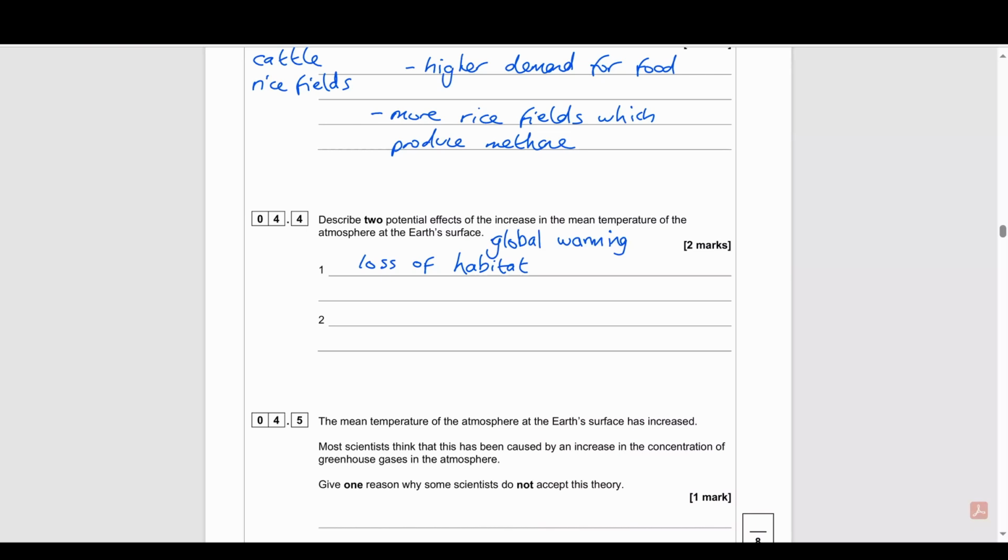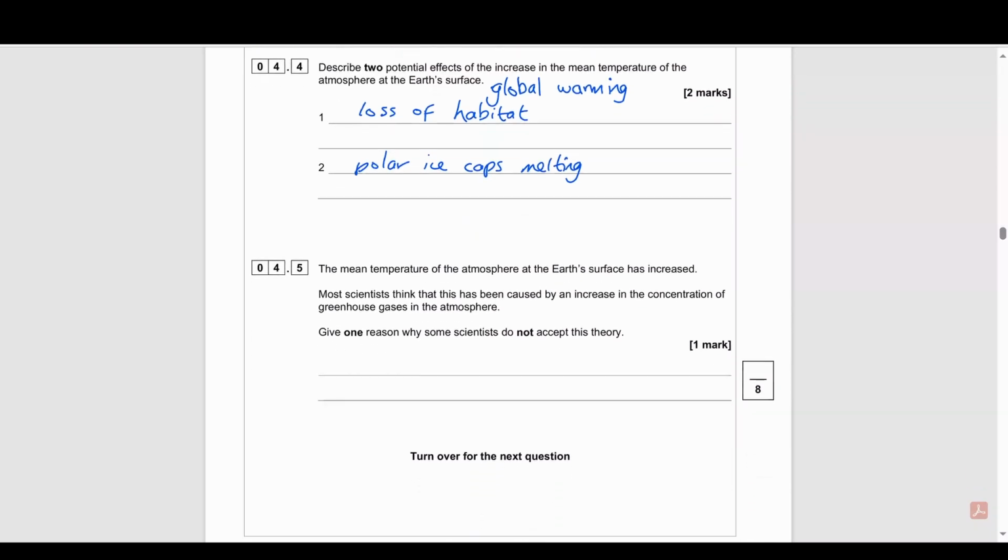Another common thing that people think about when we're talking about consequences of global warming is polar ice caps melting. Well, there are numerous. Drought is another example.